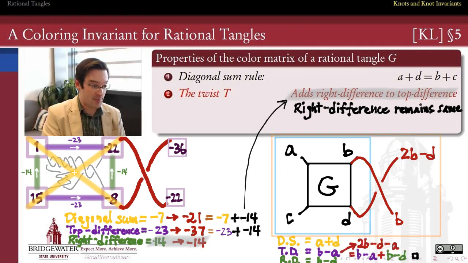But that's the same thing as B minus A plus B minus D, right? It's the same as the right difference added into the top difference. So that's what always happens anytime I add one twist into a rational tangle. The right difference gets added to the top difference, but the right difference itself remains the same.